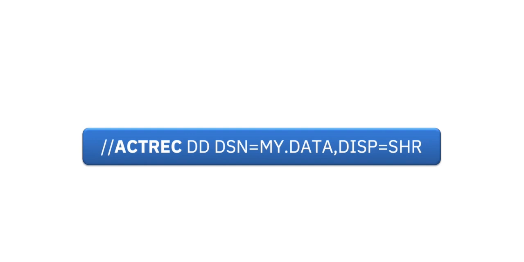If you're unfamiliar with JCL, this is a data definition statement. That's what the DD stands for. It says that for ACCTREC, look here at MY.DATA. The DISP=SHR just means it expects that the dataset exists before we use it and that other people can use it at the same time. We don't require exclusive access.